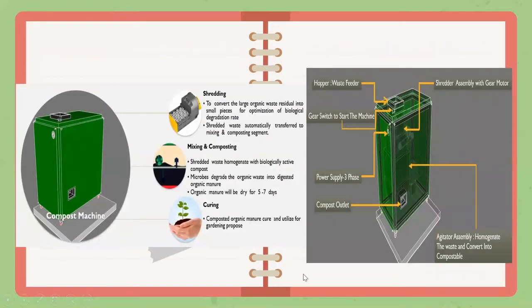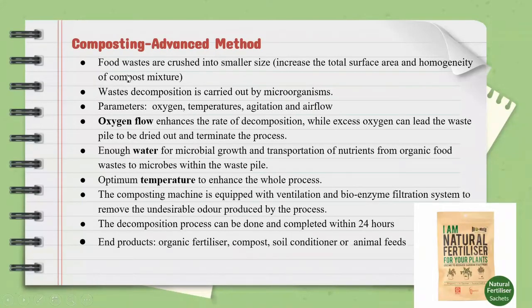This diagram shows the basic concept of how a composting machine functions. When the food waste is dumped into the machine, it will be crushed into smaller sizes to increase the total surface area and homogeneity of the compost mixture. By doing this, it can help to accelerate the composting process as well as maintain the optimum temperature for microbial activity. Besides that, there are also some parameters that need to be controlled.